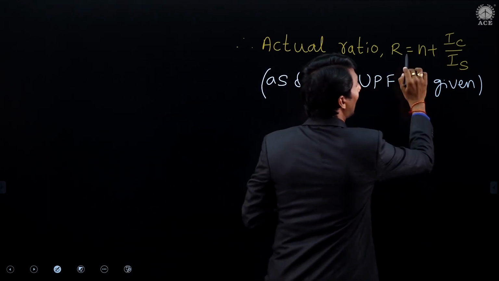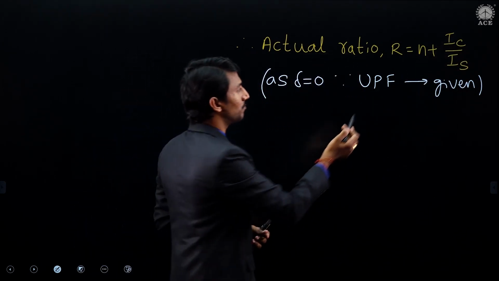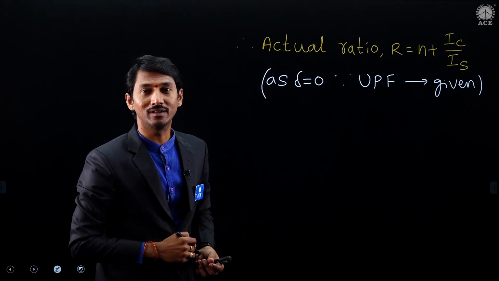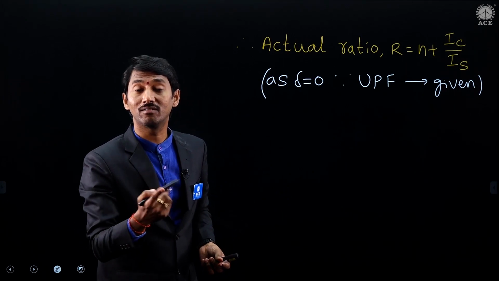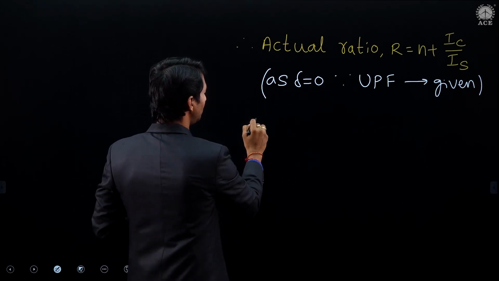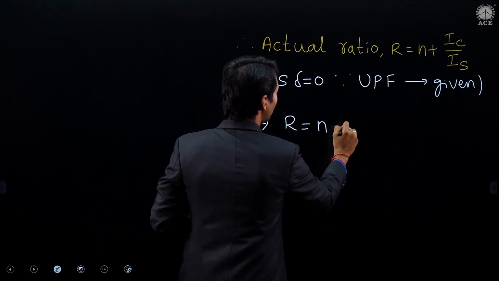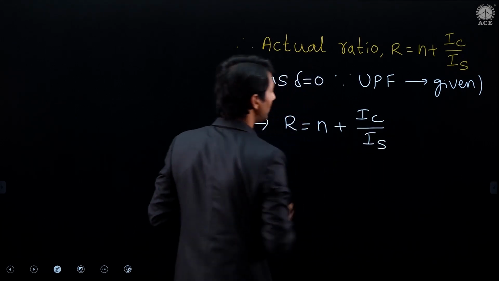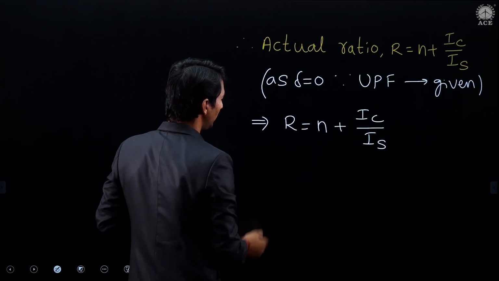Therefore, we can write the R formula as N plus IC by IS. Actually speaking, IC cos delta plus IM sin delta will be there. Delta is 0 means IM sin delta is 0, cos delta is 1, so 1 into IC only. Finally, R is equal to N plus IC by IS. So what is the R value? R value is 1000.